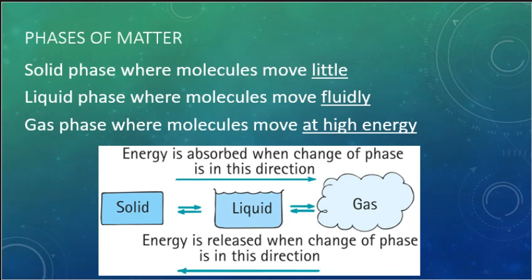All right, so energy is absorbed as I'm moving to the right from solid to liquid to gas. Energy is released when I'm moving from gas to liquid to solid. So I can reverse those. Those are just changes in phase. That's a physical change. And you know from other classes, I can take a liquid and evaporate it to a gas. I can take a gas and condense it back to a liquid.